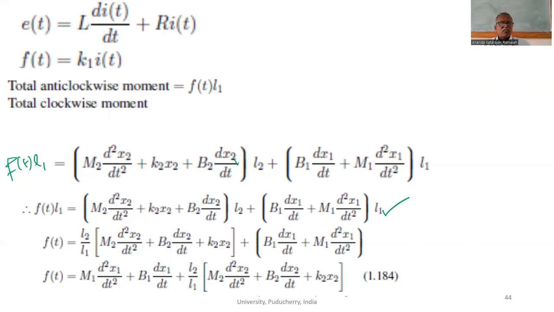Now divide on both sides by L1. So this L1 is getting cancelled.